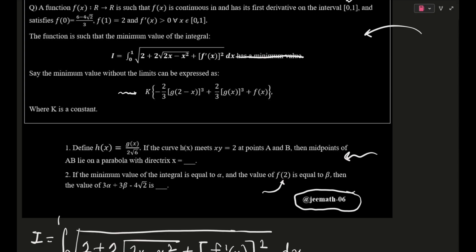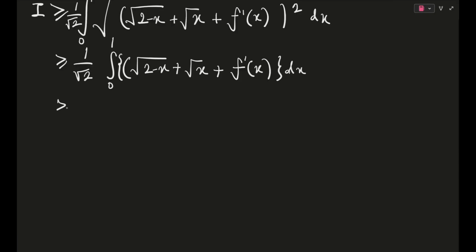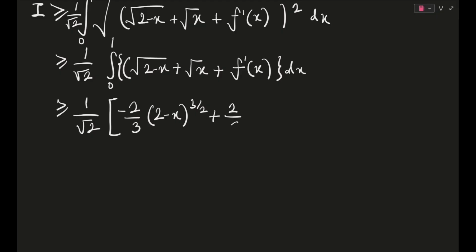Anyways, let's go back. Okay, so we integrate this particular expression, and it is said without the limits. So we will integrate and not put the limits, because that's the condition that was mentioned in the question. So this will actually become minus 2 by 3 times 2 minus x whole power 3 by 2 plus 2 by 3 x power 3 by 2 plus f of x, and this is 0 to 1, but we are not putting the limits right now.